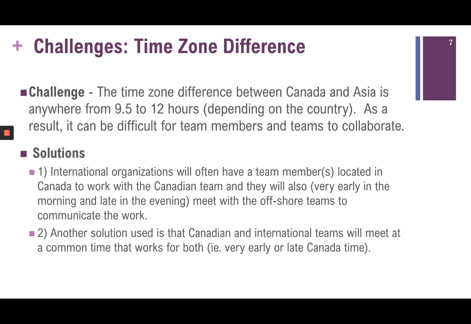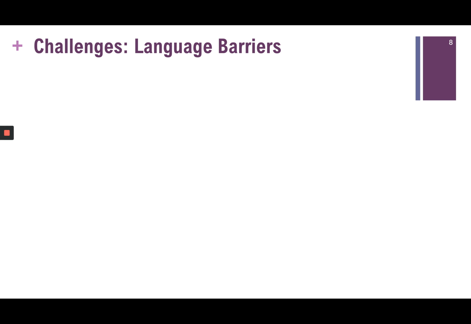Some of the solutions: international organizations will often have a team member located in Canada to work with the Canadian team. And they will also, very early in the morning or late in the evening, meet with the offshore teams to communicate the work. So you can have an international contact in Canada. Another solution used is that Canadian and international teams will meet at a common time, and that's what I mentioned earlier, either very late or very early in the morning or very late at night. So those are some of the solutions.